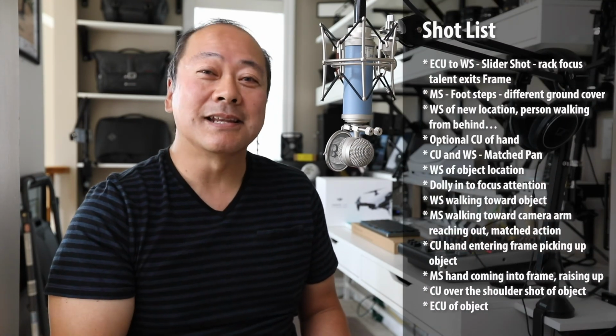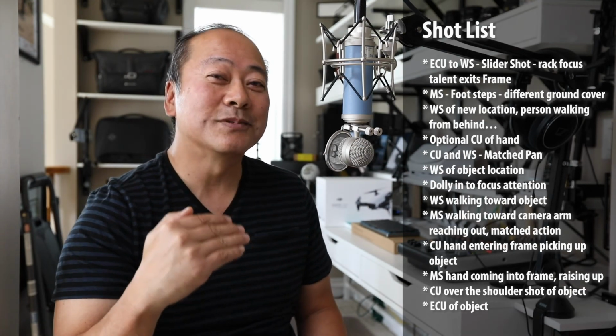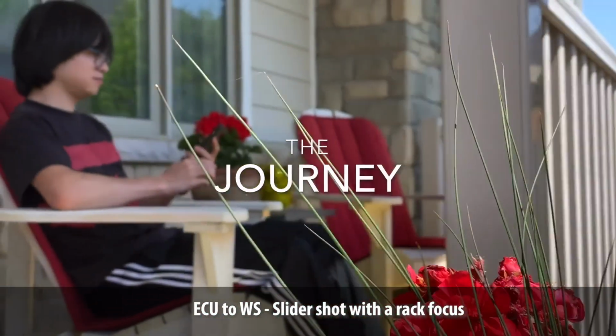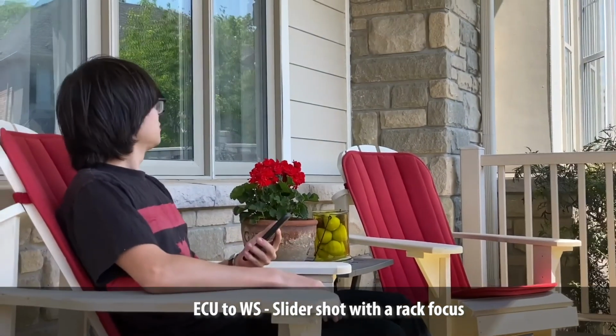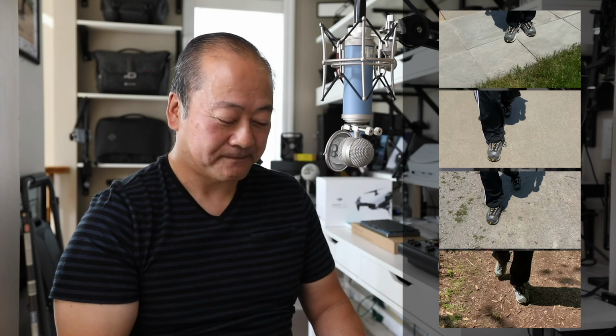Let's take a look at each of these shots very carefully, and then I will link them to the shots that I took in the film that I created. Shot number 1 is going to be a slider shot with a rack focus, by far the most fun. Then you're going to do the footstep shots, which is probably about a medium shot, and you're going to have to walk backwards with whoever your talent is.